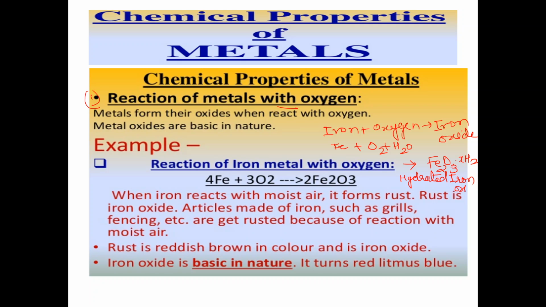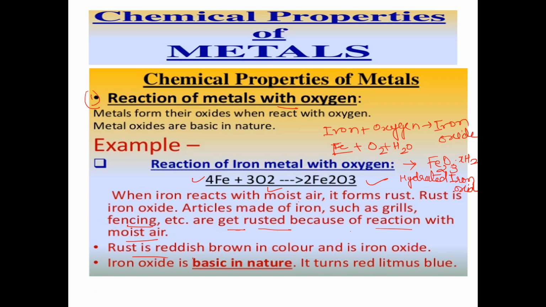So here you have to study the formula also. So what is the symbol of iron? It is Fe. When it reacts with oxygen, it forms iron oxide. This is rust. It takes place in case of moisture. The rusting process becomes faster. That's why the iron articles, iron rod, iron window, they are painted. Why painting is done? To prevent from rusting. So articles made of iron such as grill, fencing are getting rusted because of the reaction with moist air.